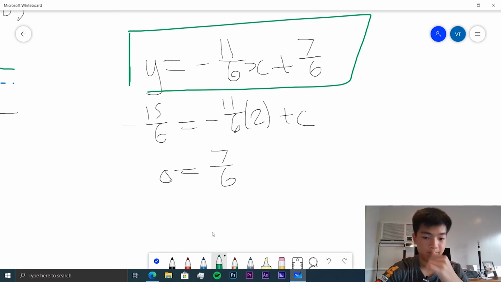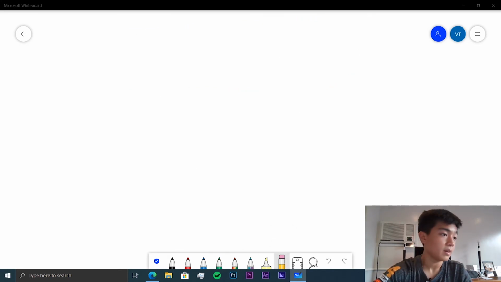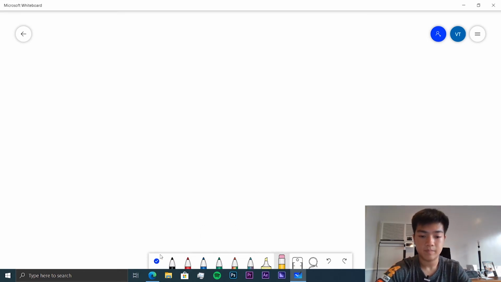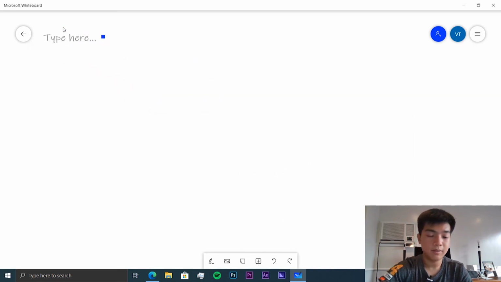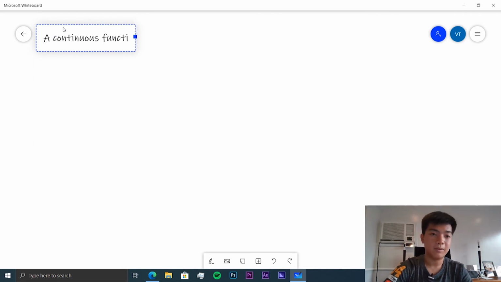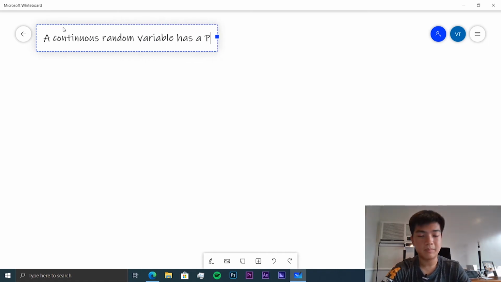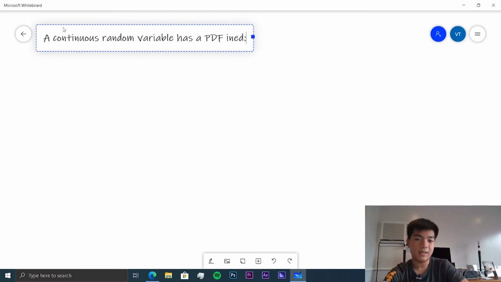Okay, next question, and final question. We have a continuous random variable that has a probability density function defined, and I'll write it down.